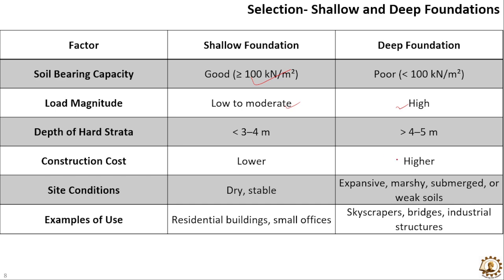Similarly, if we want to reduce the construction cost, we go for shallow foundation, and the construction cost of deep foundation is much higher. If the site condition is dry and stable, that means no expansive soil, no undermining, and less water movement, we can consider shallow foundation. But if the site condition is problematic, like marshy land, submerged land, or a waterlogged area, we prefer deep foundation. Examples of application are residential buildings and small offices for shallow foundation, and skyscrapers, bridges, and industrial structures for deep foundation.